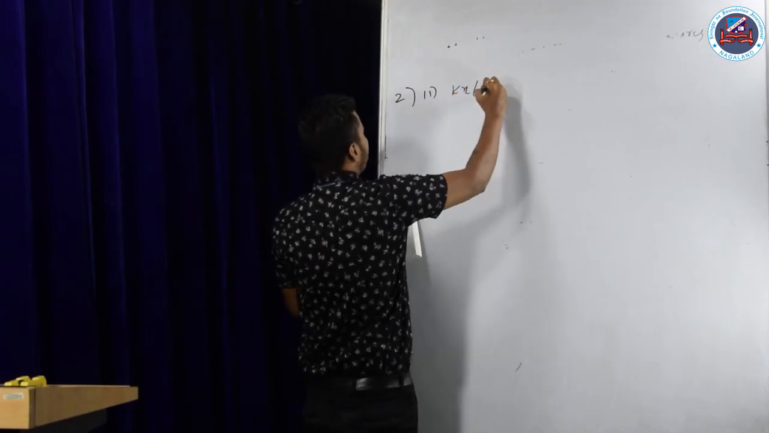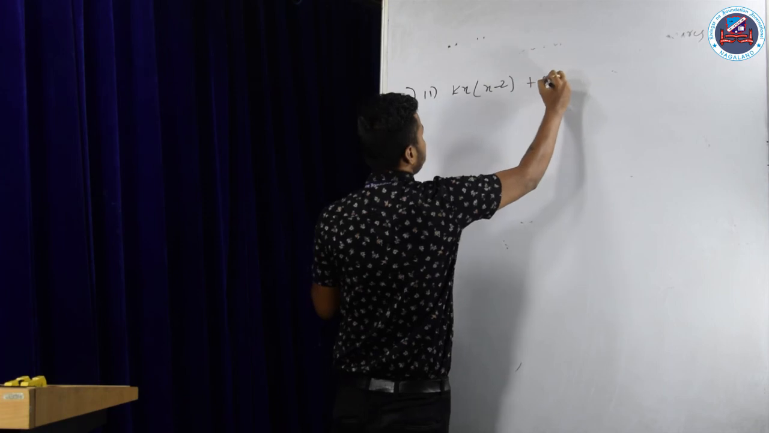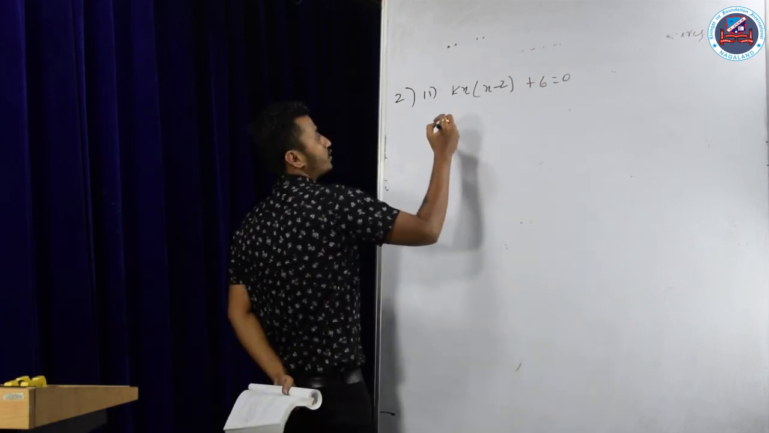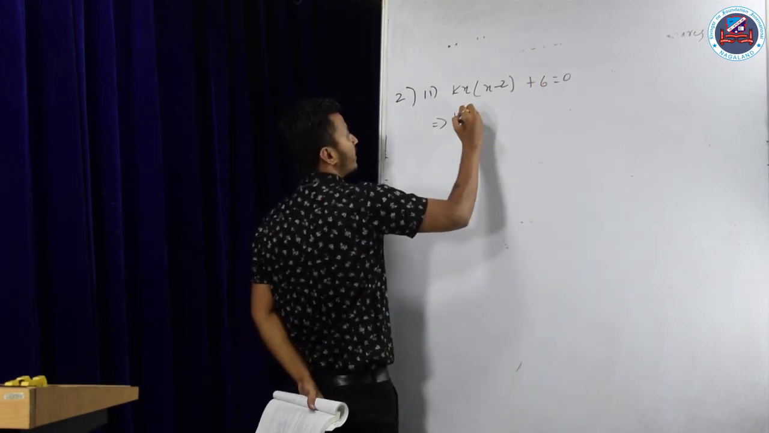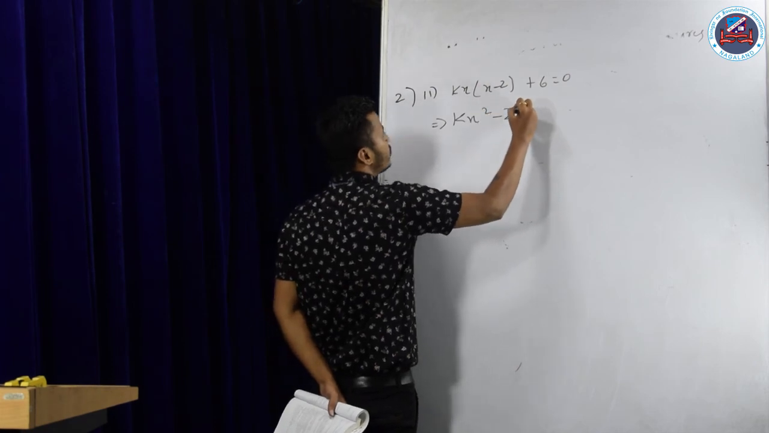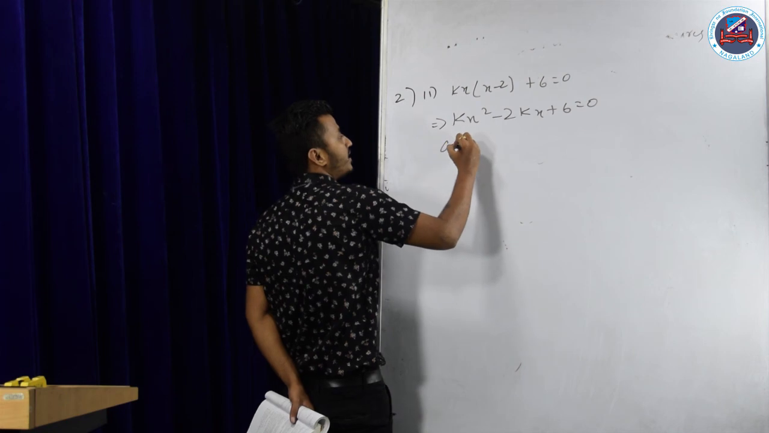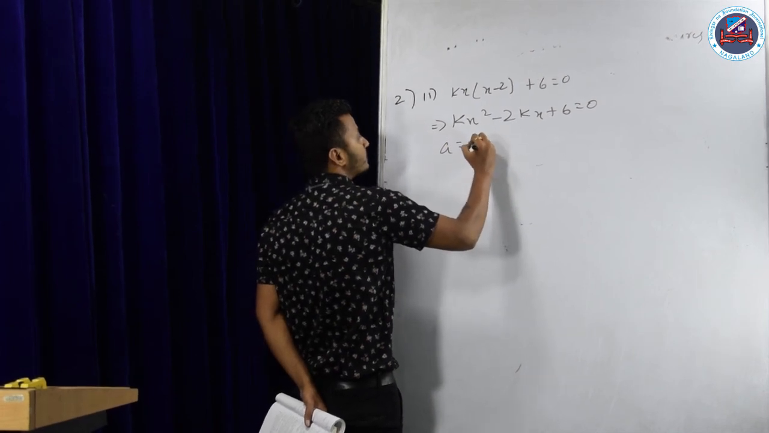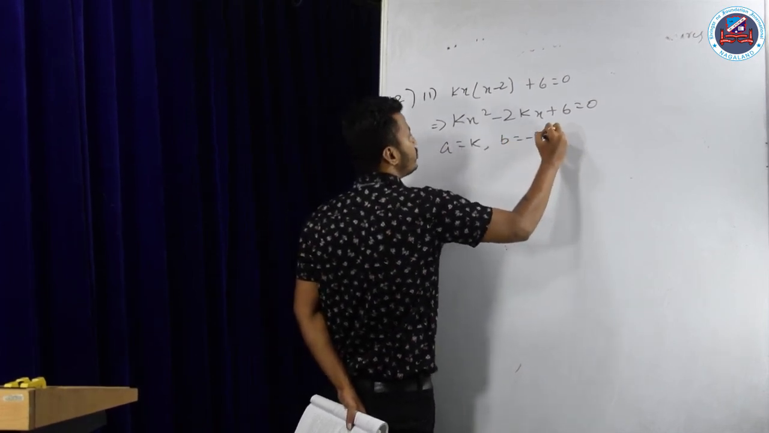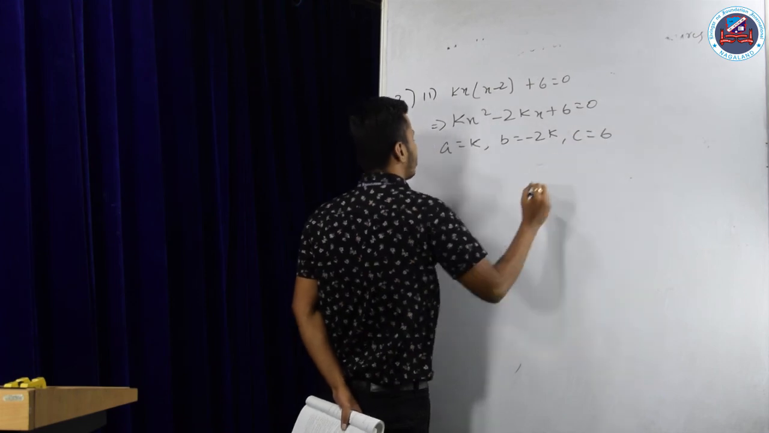Kx into x minus 2 plus 6 equals 0. How will I solve this question guys? Open up the bracket. Kx square minus 2kx plus 6 equals 0. Here a is k, b is minus 2k and c is 6.